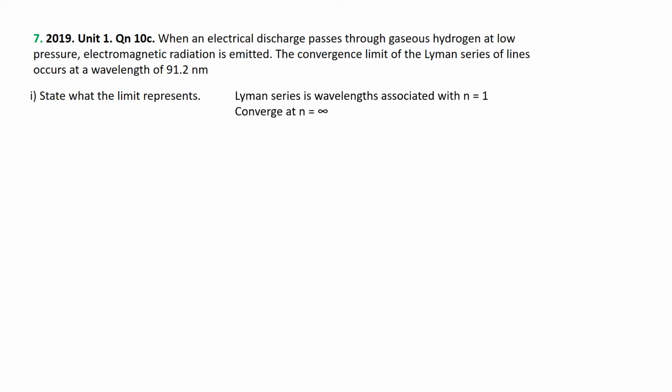Now these wavelengths converge at n equals infinity because they get closer and closer together, because if you remember, the energies of each of the energy levels get closer and closer together. At n equals infinity, the electron has gone, and that is the ionization energy. So this convergence limit at the wavelength of 91.2 nanometers, that's where all of them get closer and closer together and end up really close to 91.2, and that represents the electron gone, which is the ionization energy.